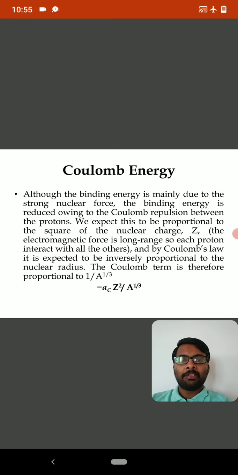So R is proportional to A raised to 1 by 3. Therefore the Coulomb term is proportional to 1 divided by A raised to 1 by 3. So it is directly proportional to the square of the nuclear charge, inversely proportional to the nuclear radius. As this Coulomb energy term also reduces the total binding energy, there is a negative sign. So minus a_c into Z square divided by A raised to 1 by 3. Here a_c is the Coulomb energy constant. This is the third term.